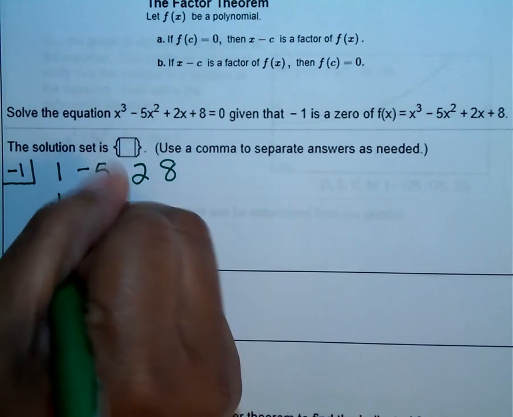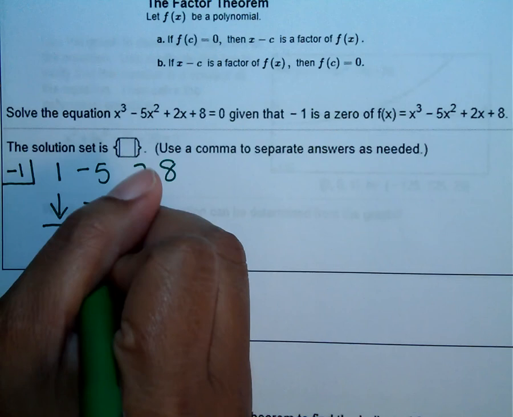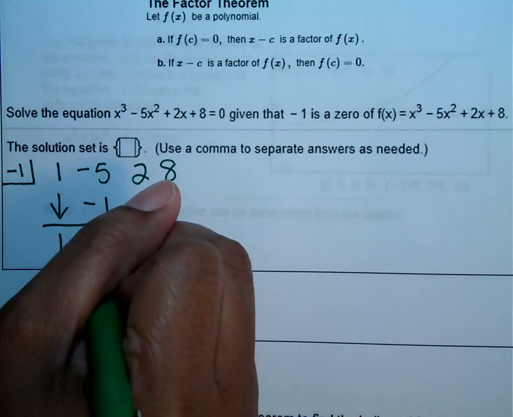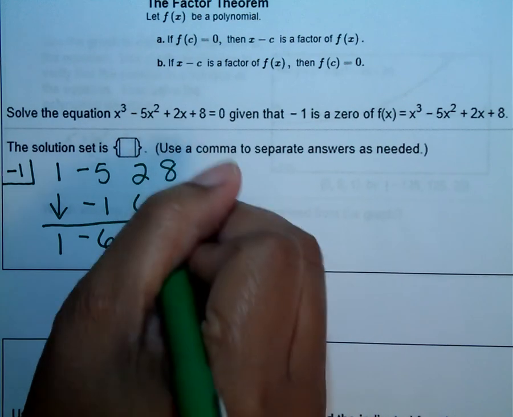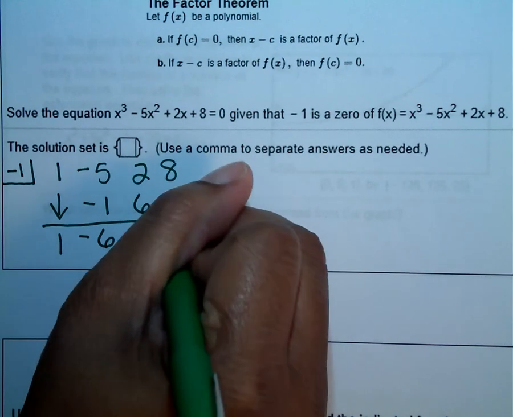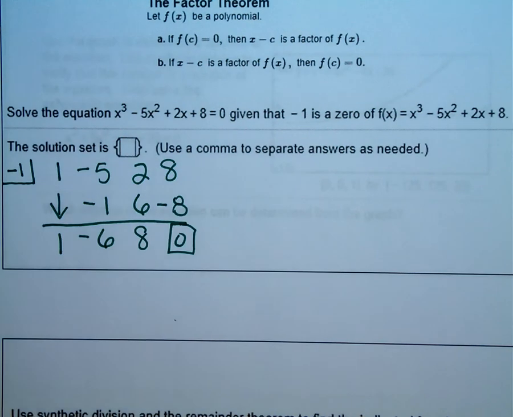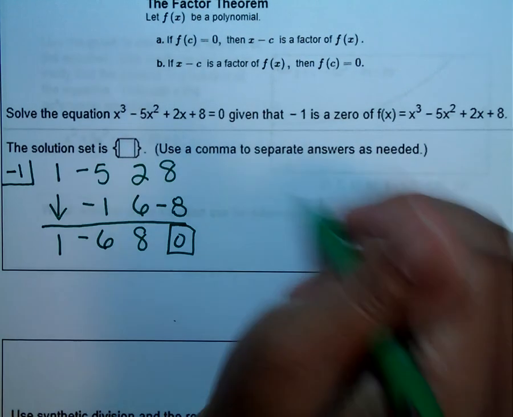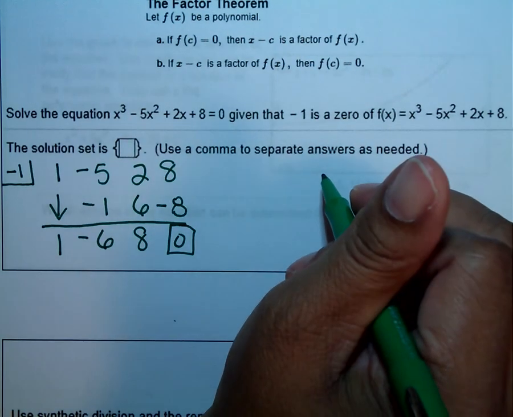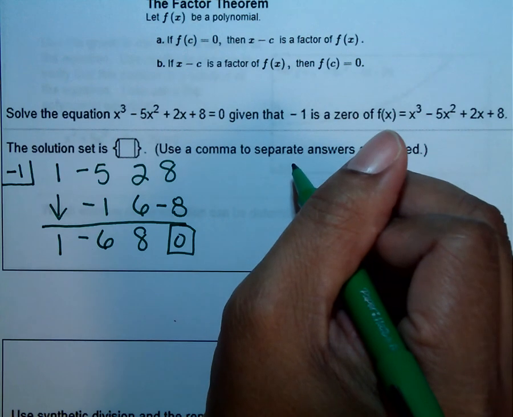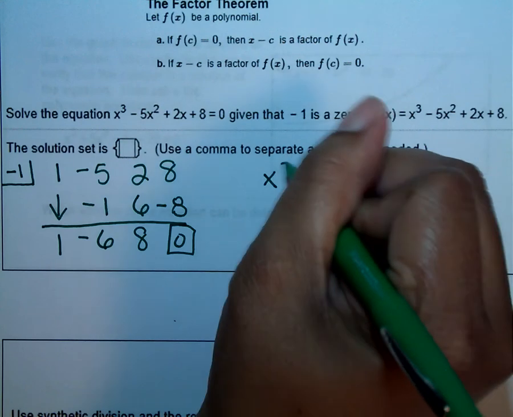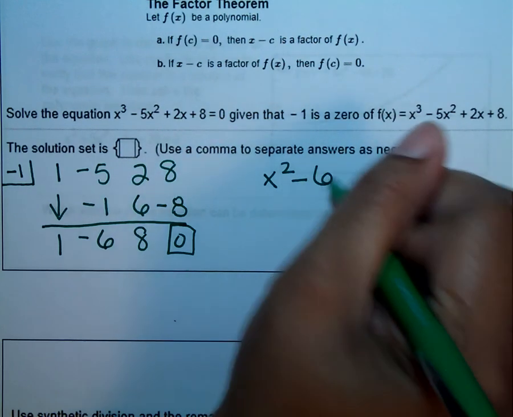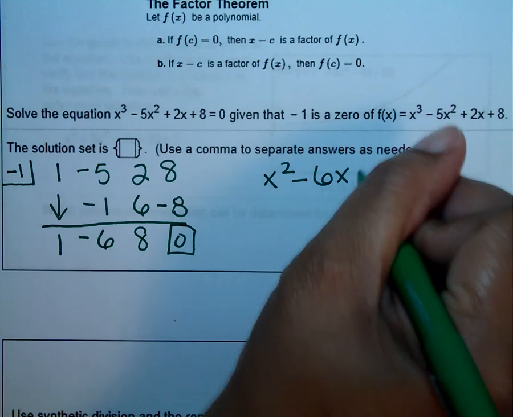So I bring down my 1. 1 times -1, -1. So then I get -6. -6 times -1, 6. 6 plus 2 is 8. 8 times -1, -8. Look at that. Remainder 0. So with my remainder 0, that means this is a factor. When I multiply this times x plus 1, I should get my original equation back. So my answer is x squared minus 6x plus 8.